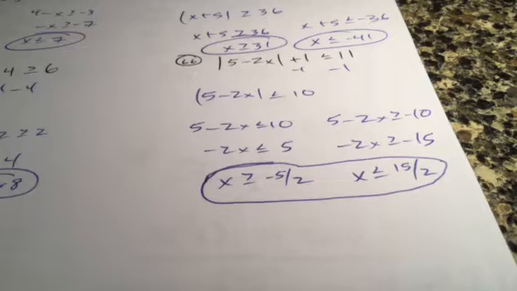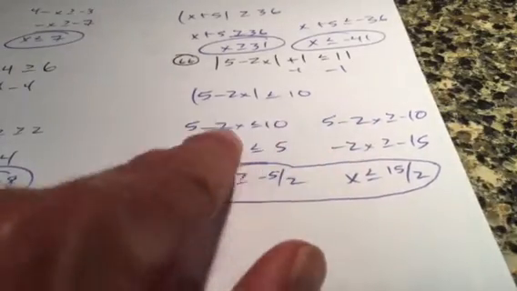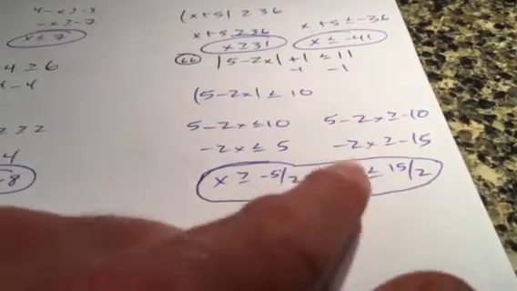We get the absolute value of 5 minus 2x less than or equal to 10. There's your first inequality. There's your second one. In both of them, you're going to divide by a negative. Flip that sign. Flip that sign.